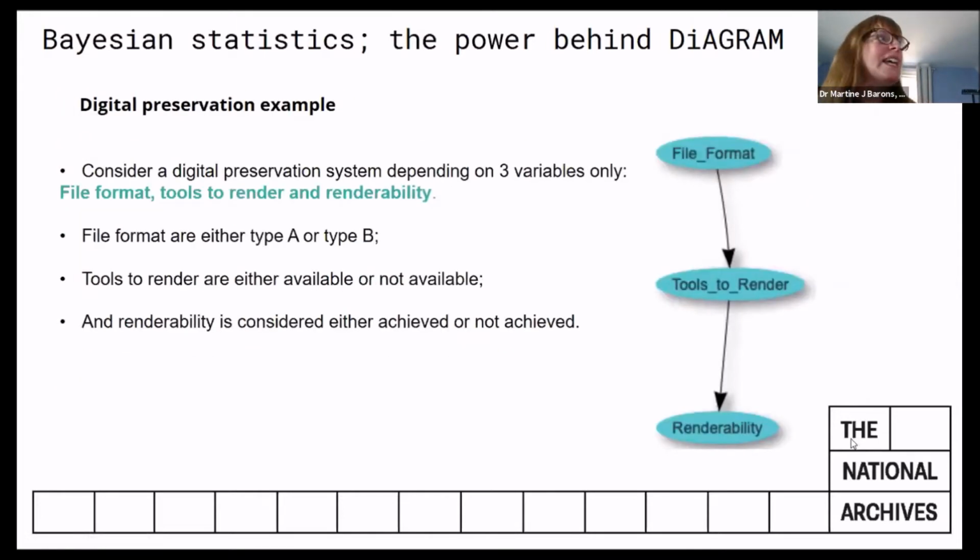Thank you, Hannah. So here is a simple example, and thank you to my colleague Tace Fonseca for this example. Suppose we have a little system which has 3 nodes in it, and they are connected as the diagram shows. We have file format, which influences the tools to render, and tools to render, which influences renderability. Suppose we have 2 kinds of files, type A and type B, and that we have tools to render or we don't, and renderability is achieved or it's not achieved. Next slide, please.